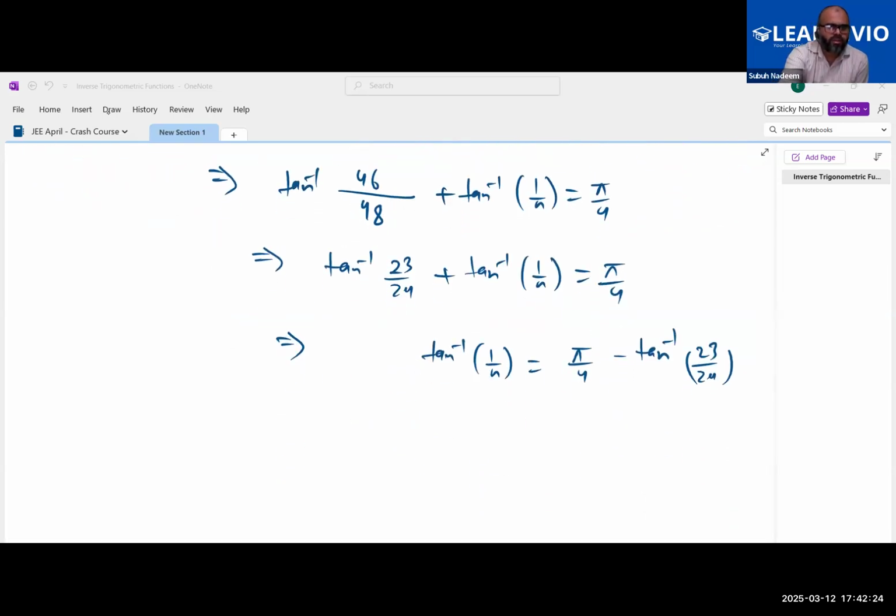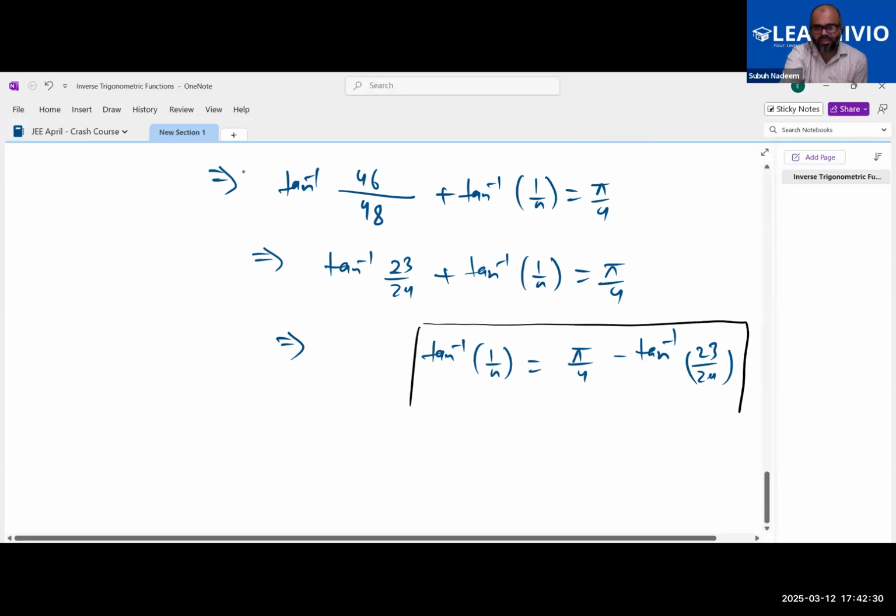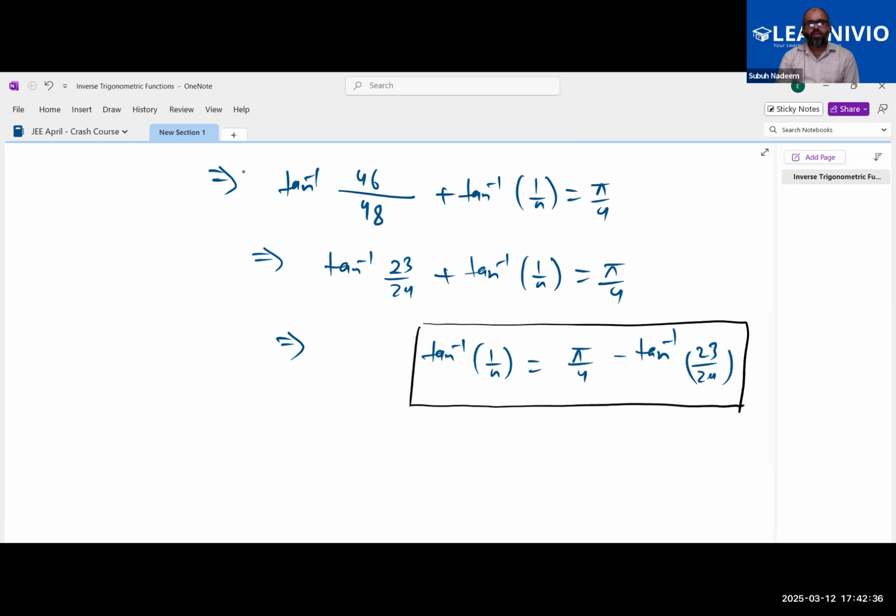Now from here, can you find n? Just try. Let me give you a hint. Take tan on both the sides. If you take tan on both the sides and then proceed, will you get the value of n? In between, you will apply one formula of trigonometry, that is tan of (a minus b).